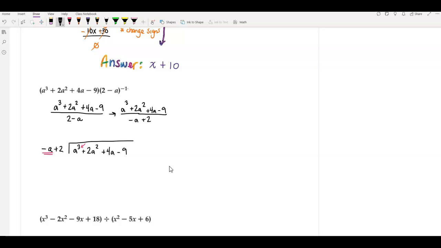Well, it becomes negative a squared. Two negatives make a positive, and we need a total of 3 for an exponent. So now this becomes positive a cubed, because negative a squared times negative a is positive a cubed. Now positive 2 times negative a squared becomes negative 2a squared. Once again, at this point, we need to change signs.